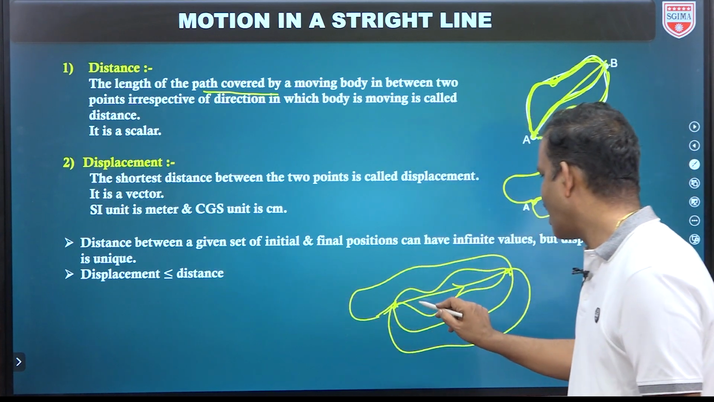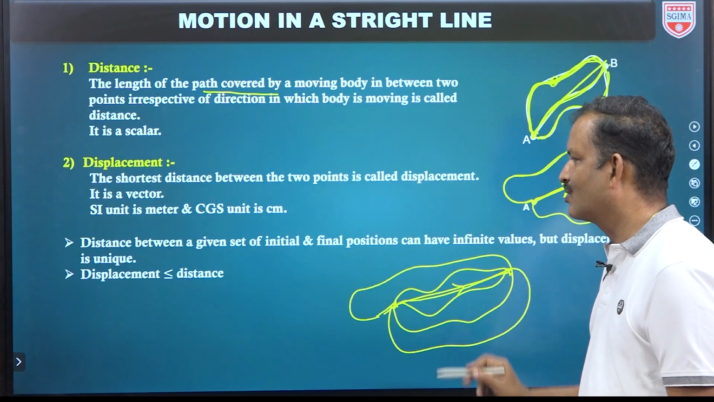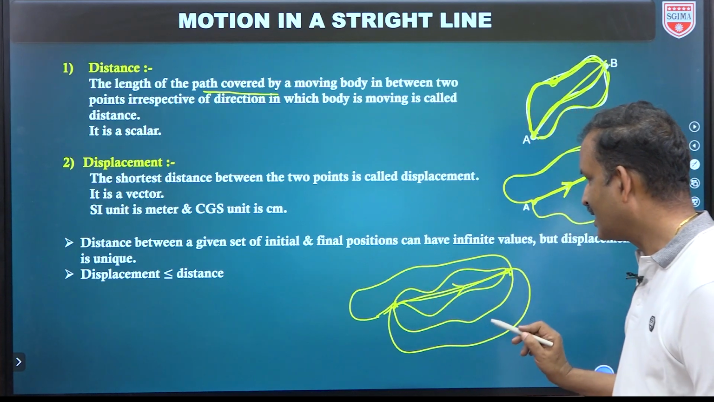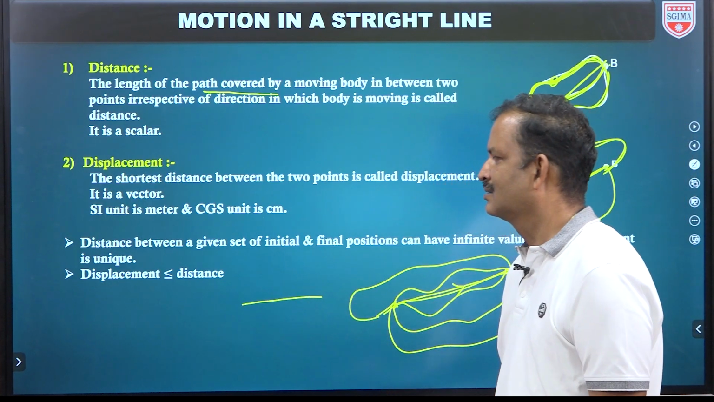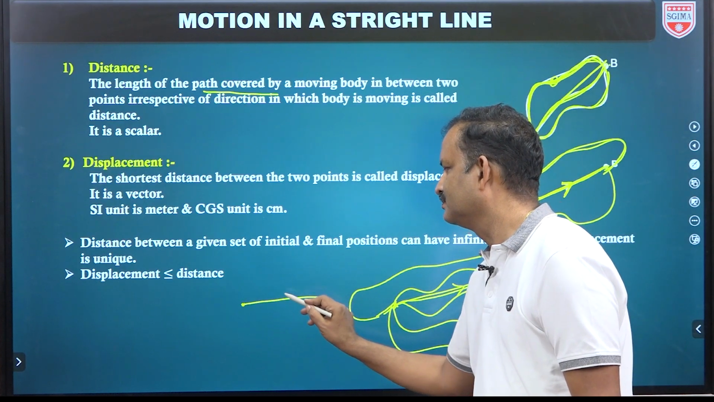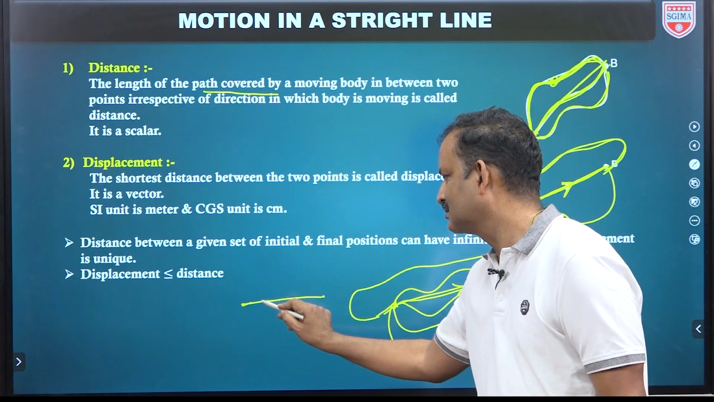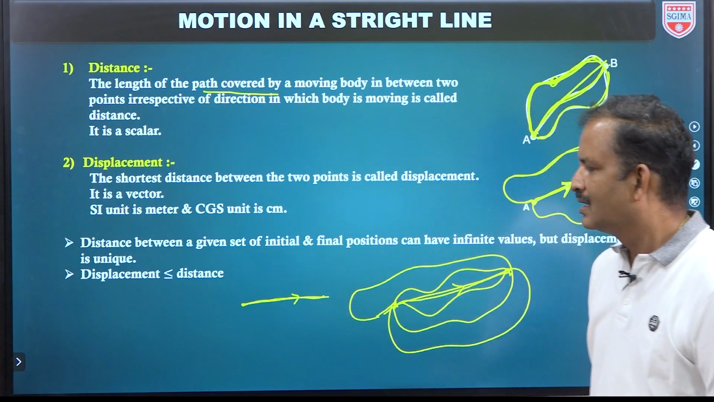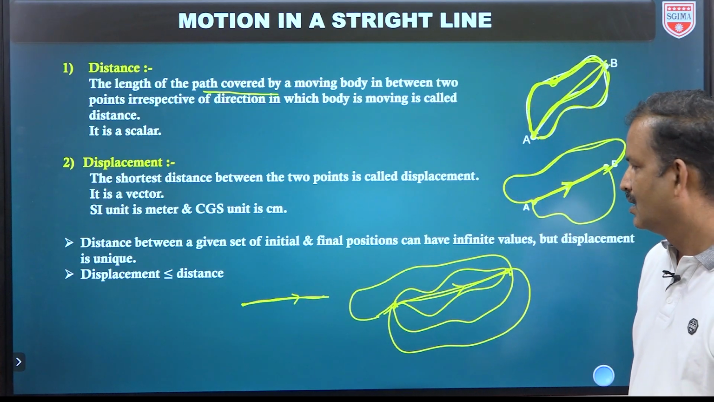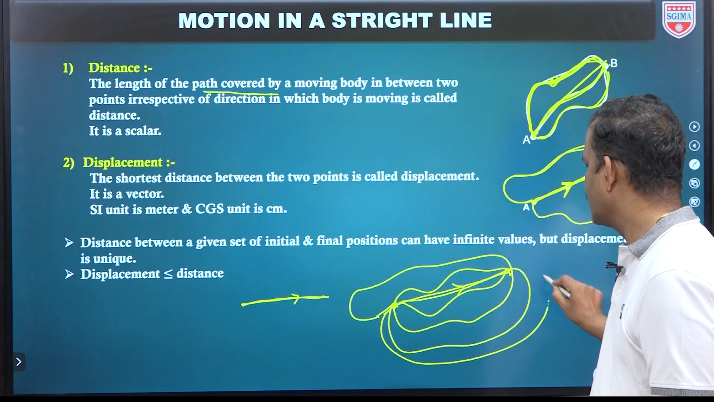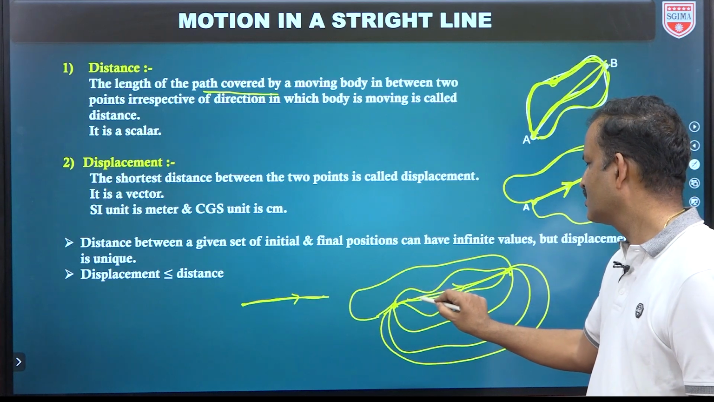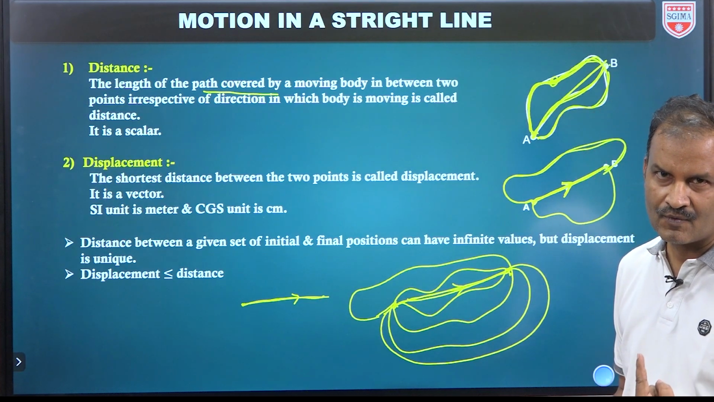Displacement is less than or equal to distance. Distance is always more, but in a straight line motion, displacement and distance are the same in a particular straight line. Distance and displacement both are same. But in another way, we can have an infinite number of distances, but displacement is unique. Unique means it has only one value.